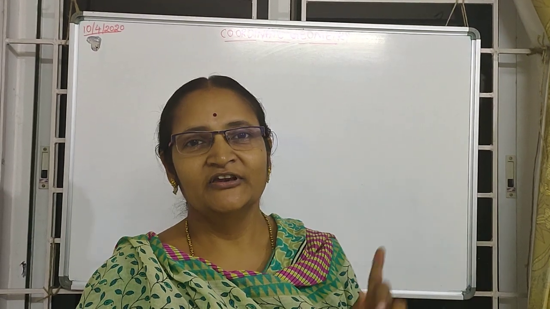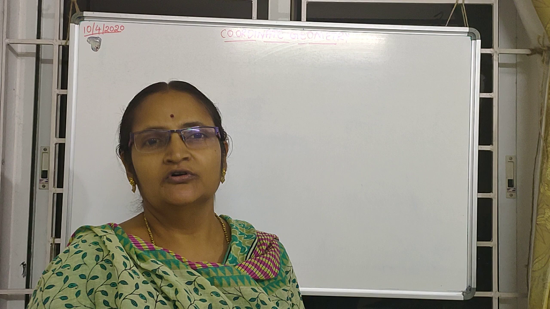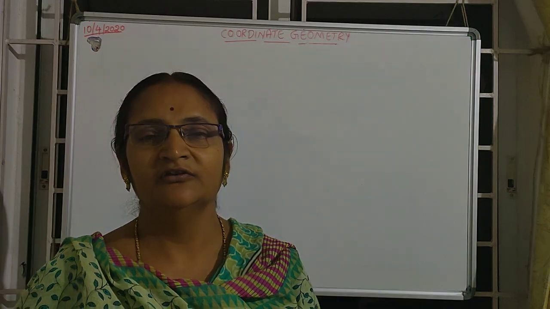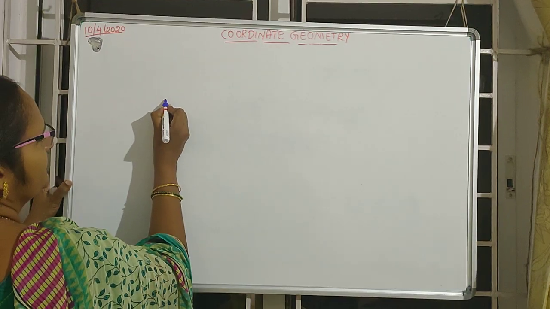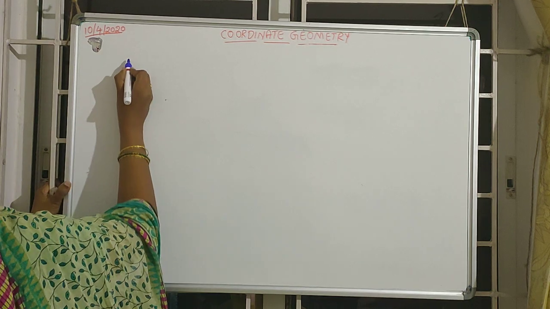Namaste. In this video, we are going to start the chapter coordinate geometry. See, if you want to find the position of a point, we need two axes, two reference axes. Suppose this point is there. Where is this point? To represent this point, we need two axes.